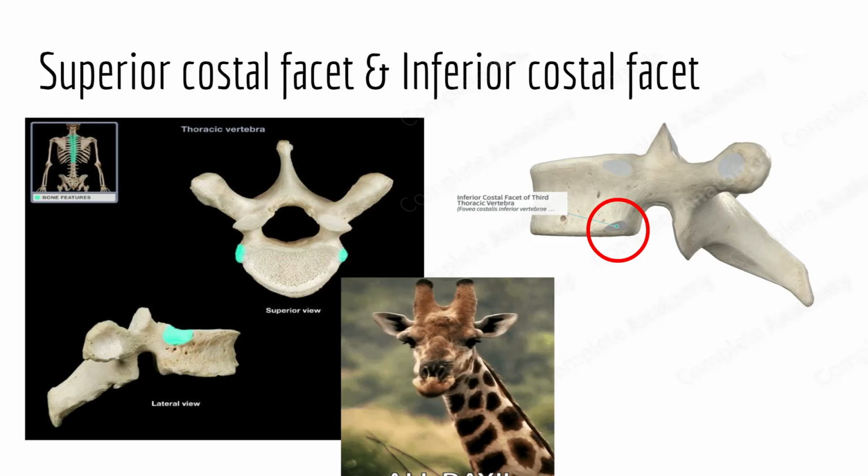And a funny way of distinguishing what bone this is: this bone kind of looks like a giraffe. So if you see a bone that looks like a giraffe, then it must be thoracic.